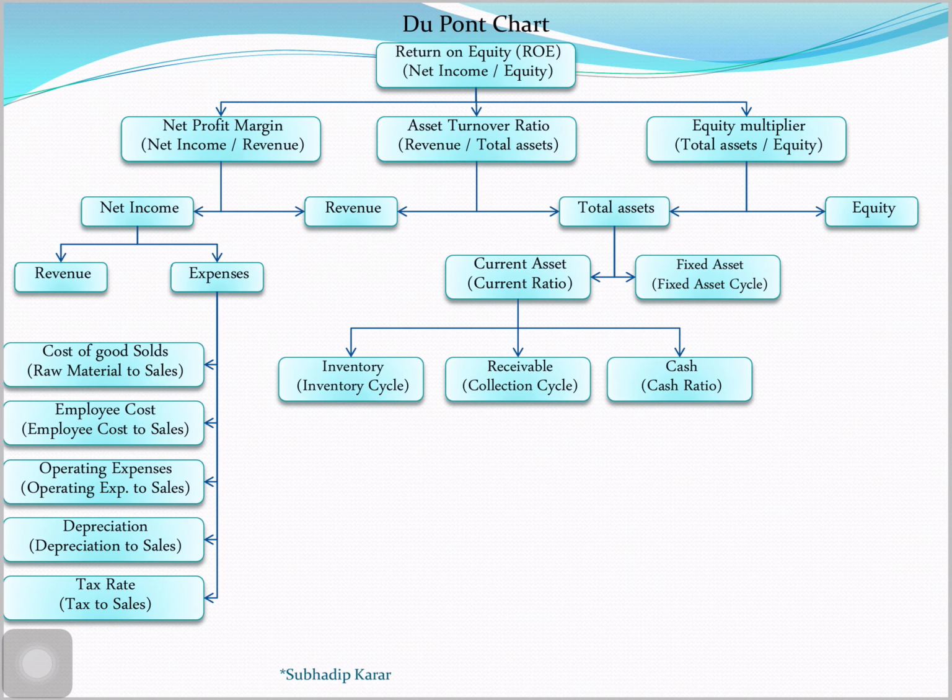Under net profit margin there is net income by revenue. This net income is derived when we deduct the expenses from the total revenue, and we end up with a net income. In expenses, we can see what the expenses are and what the ratios are with my total sales. Also, in the asset turnover ratio, the total asset is divided into the current asset and fixed asset, and we can see those cycles that we have seen in the operating cycle ratios. In the equity multiplier, the equity part is coming, so we can see the EPS and all those things.